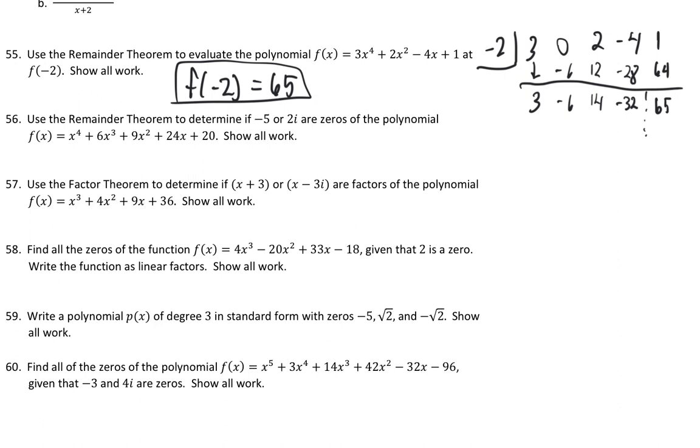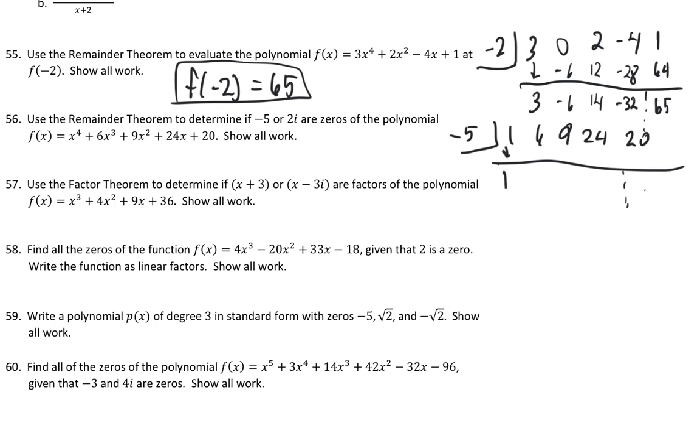So now we're going to use our remainder theorem to determine if negative 5 or 2i are zeros of the following polynomial. So again, our remainder theorem is that if I do synthetic division with negative 5 on this, which is going to be 1, 6, 9, 24, 20, if this is a 0, then right here what we should get as our remainder should be 0. That's what that means. So I'm going to do synthetic division on this. If I get out 0 right here, then that means yes, it is a 0. If I don't, then no, it's not.